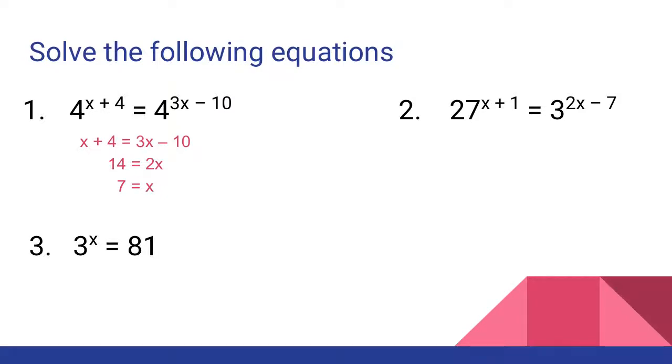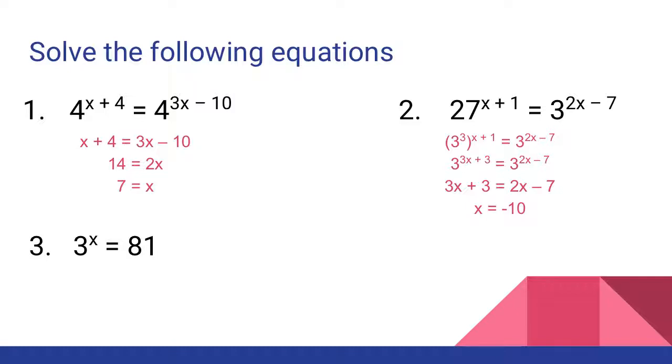For the second one, you need to make the base of 27 be the same as a base of 3. And we know that 27 is the same thing as 3 to the third, so that's what we're going to use to help solve this one. You write it as 3 to the third, to the x plus 1, equals 3 to the 2x minus 7. Make sure you do your distributive property with that 3 here, 3 times x and 3 times 1, and you end up with 3x plus 3, and then you can solve.